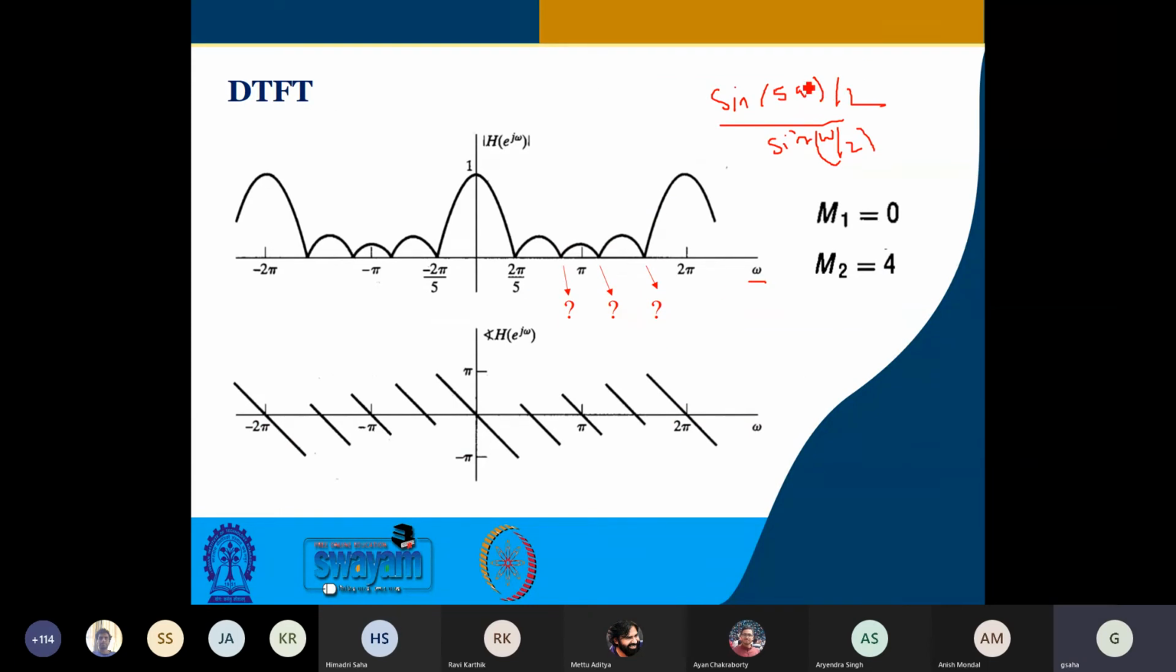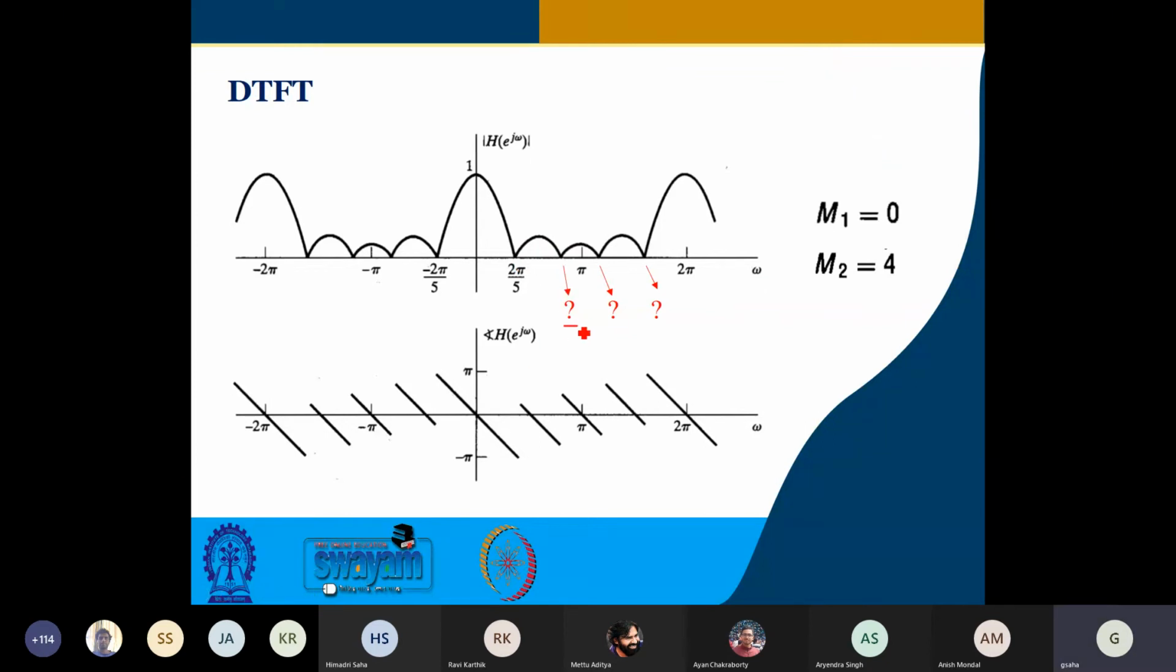So when omega is 2 pi by 5, sine pi comes, so that is your first 0. And we are talking about magnitude. Actually, it goes in the other direction. Since we are talking about magnitude, we are showing the magnitude part of it in this part, right?